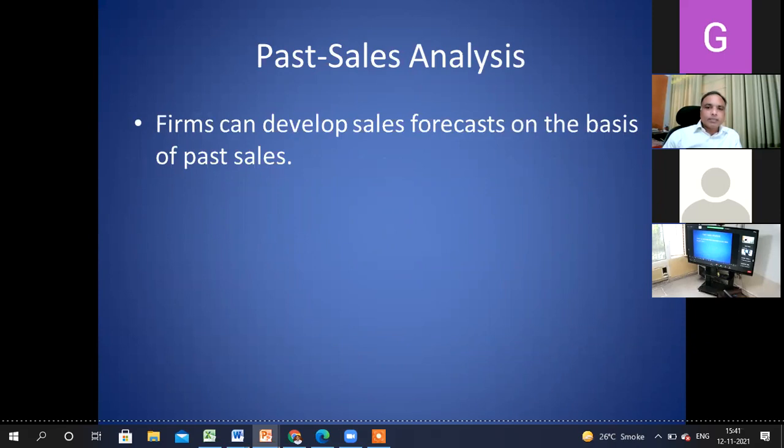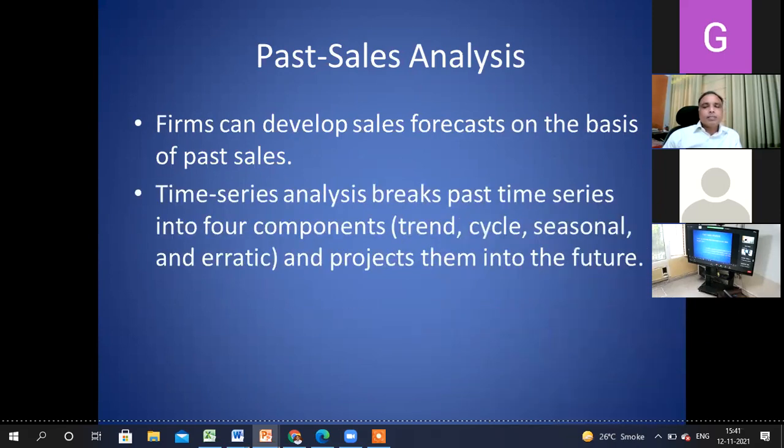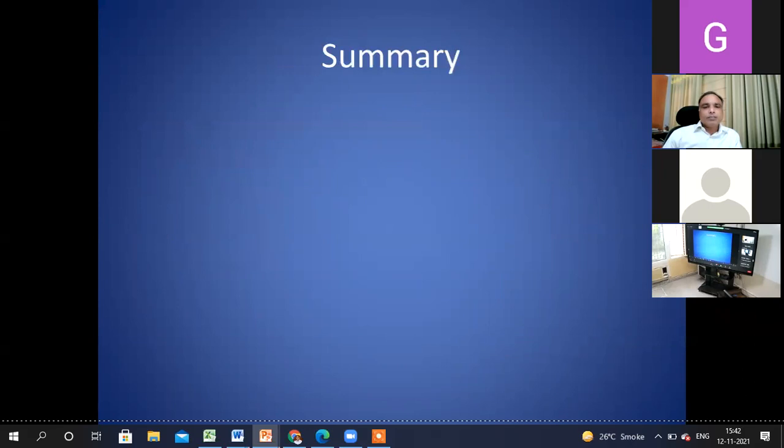A firm can develop a sales forecast on the basis of past time series data. Time series analysis breaks the past time series into four components: trend, cycle, seasonal, and irregular. So we already have done that, whether the sale was cyclical or seasonal. So we can forecast on the basis of that.